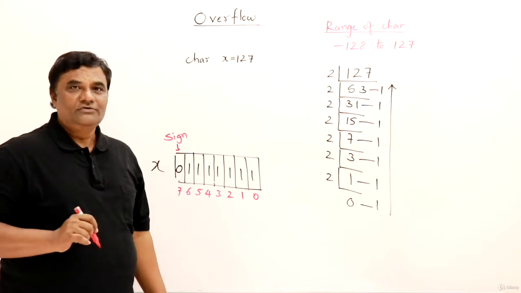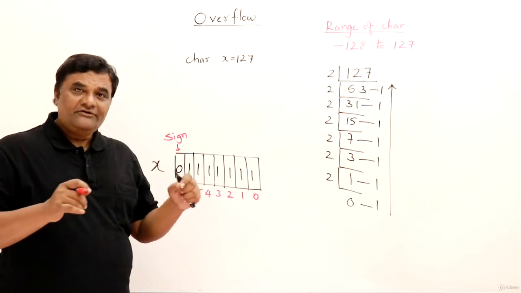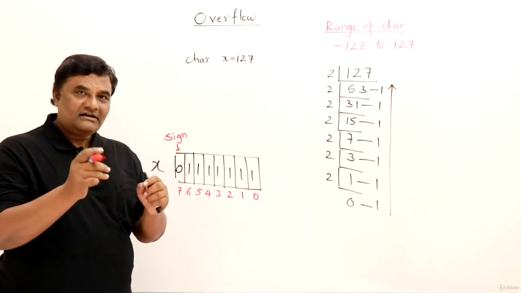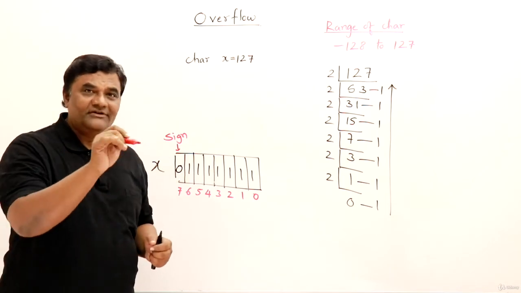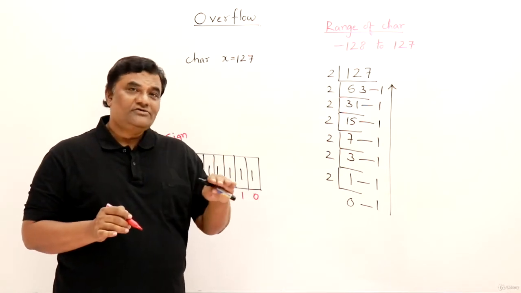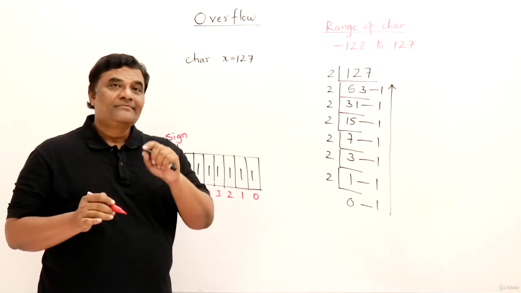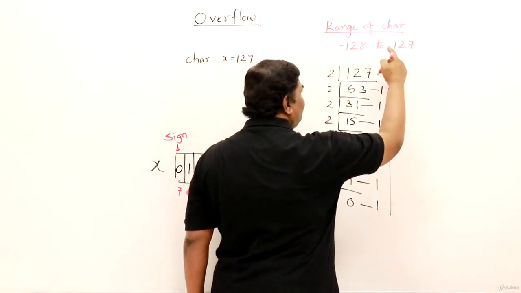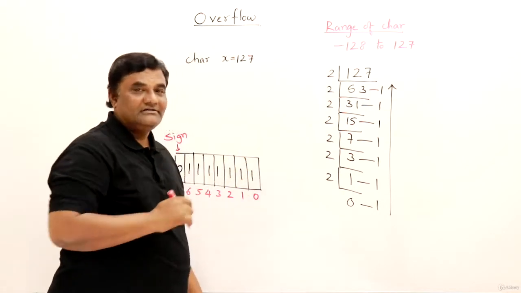Then one more thing we should know: what is the range of values that a character can store? Characters are the alphabets we use, but we don't write the alphabet in memory. We write ASCII codes for them, right? So what is the range of values? It is from minus 128 to 127. So the range of character is minus 128 to 127, right?